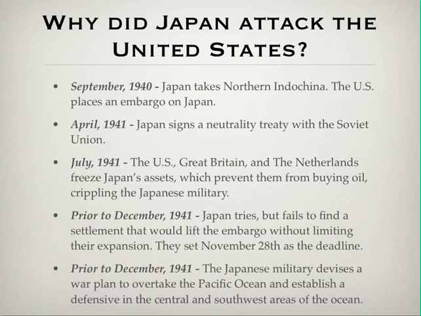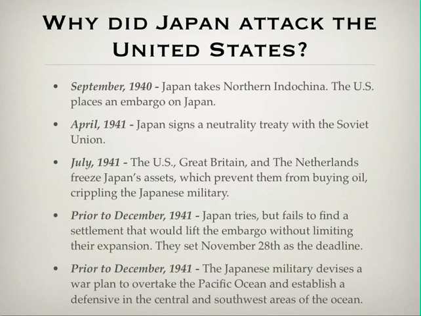So, first of all, Japan tried, but failed, to find a settlement that would lift the embargo without limiting their expansion, because the United States was willing to lift the embargo only on terms of Japan stopping their conquest and returning lots of the lands that they had taken. And Japan didn't want to settle for that. They wanted to find a way that they could keep their expansion and also lift the embargo. And so they secretly set November 28th of that year as the deadline that they would accept any settlement without going to war.